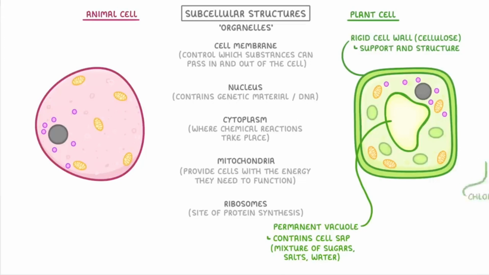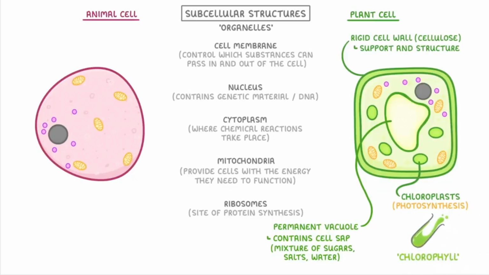And finally, they also have chloroplasts, which is where photosynthesis happens. We cover it in detail in another video, but basically photosynthesis is the process by which plants use energy from the sun to make sugars like glucose. And to help with this, chloroplasts contain a green substance called chlorophyll, which absorbs the light energy that's needed for photosynthesis. And it's this chlorophyll substance that makes plants' leaves green.